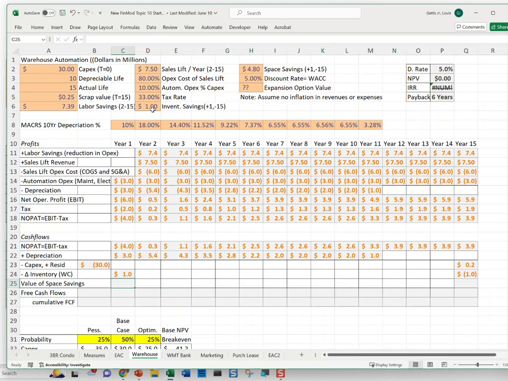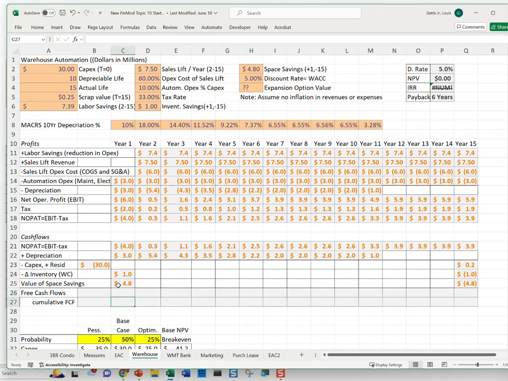There's also a benefit of space savings. So we said that there's $4.8 million is the benefit of the space savings. So it's the opportunity cost of the space. But again, we're going to assume this is a finite project. Those robotics don't last forever. So I'll take away the benefit after 15 years.